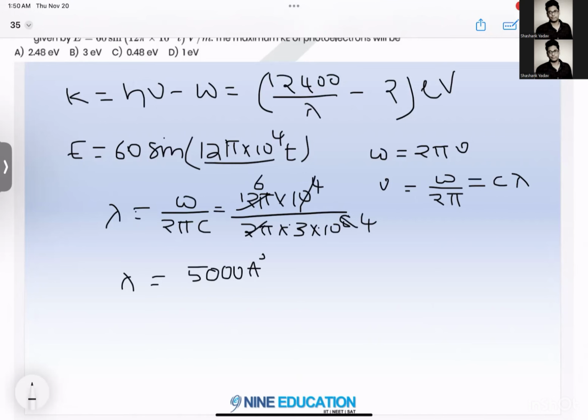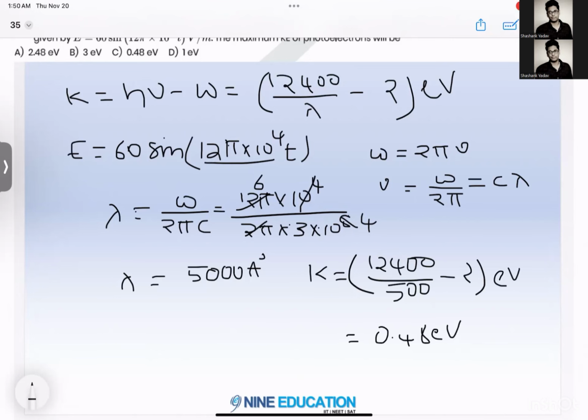If you put this 5,000 angstrom into this expression, then you'll find out kinetic energy is 12,400 by 5000 minus 2 electron volts, which is nothing but 0.48 electron volts. Therefore, the right answer is C.